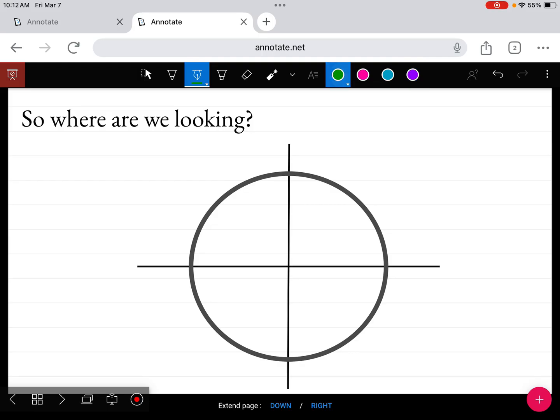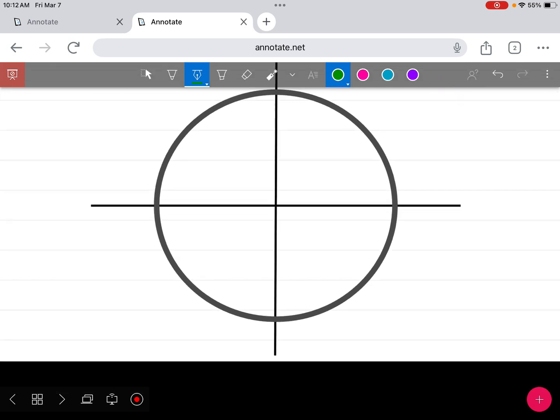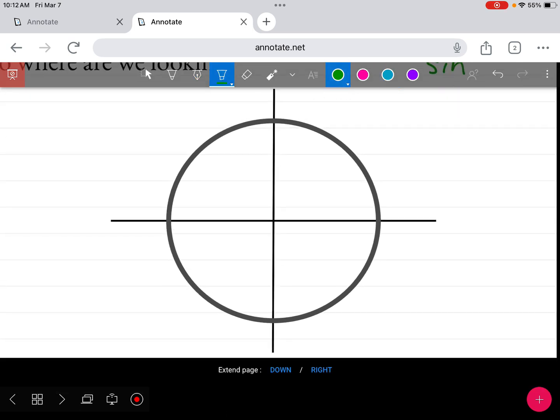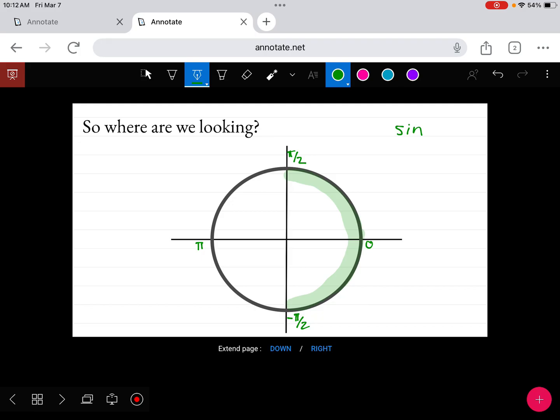When we are looking at sine, all of our answers are going to be between 0 and pi over 2 and 0 and negative pi over 2. So sine lives over here. This is our minus pi over 2. This is our pi over 2. This guy's our 0. This guy's our pi. So sine lives on the right half of the circle.